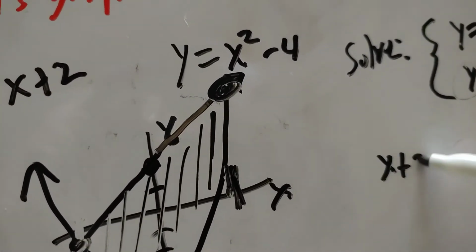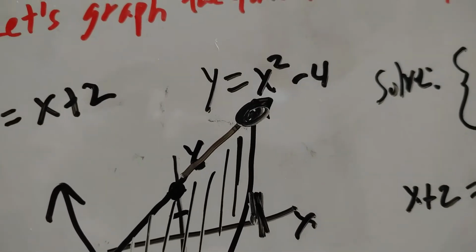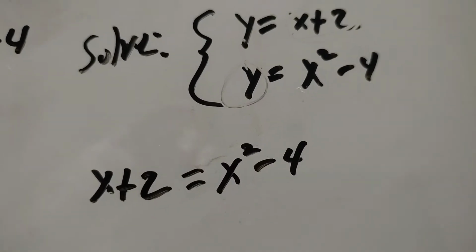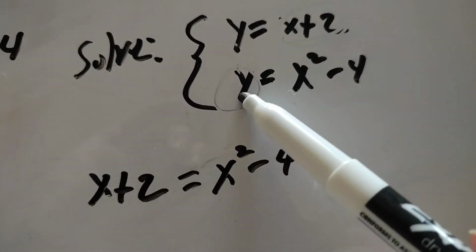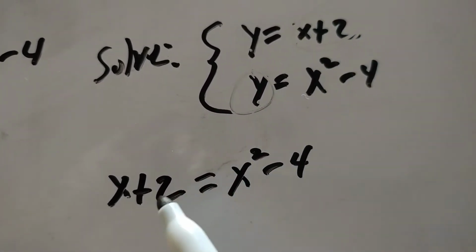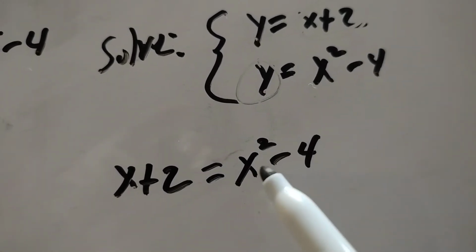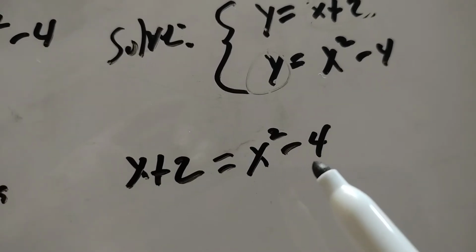So x plus 2 is equal to x squared minus 4. In place of this y, I wrote x plus 2. So looking at the bottom equation, instead of writing y, write x plus 2 equals x squared minus 4. Let's solve this equation for x now.